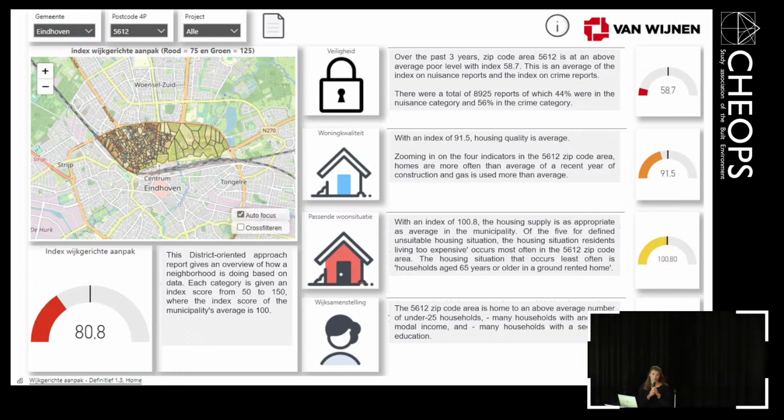Can you all read it? Also in the back, can you read it?